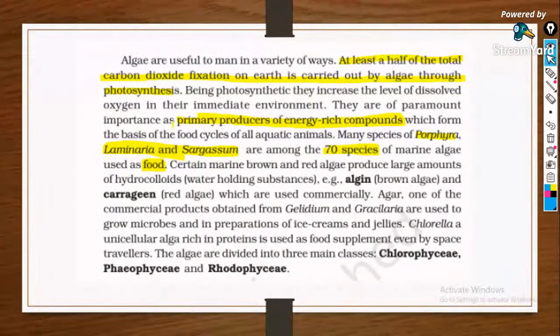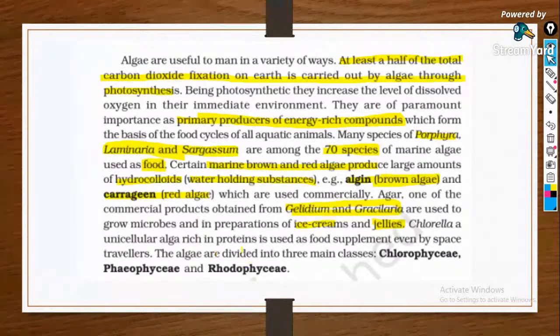Certain marine brown and red algae produce large amounts of hydrocolloids, that is, water holding substances. Examples are algin from brown algae and carrageen from red algae. They are used commercially. Agar is one of the commercial products obtained from Gelidium and Gracilaria, which are all algae. They are used to grow microbes and in the preparation of ice creams, jams, and jellies.